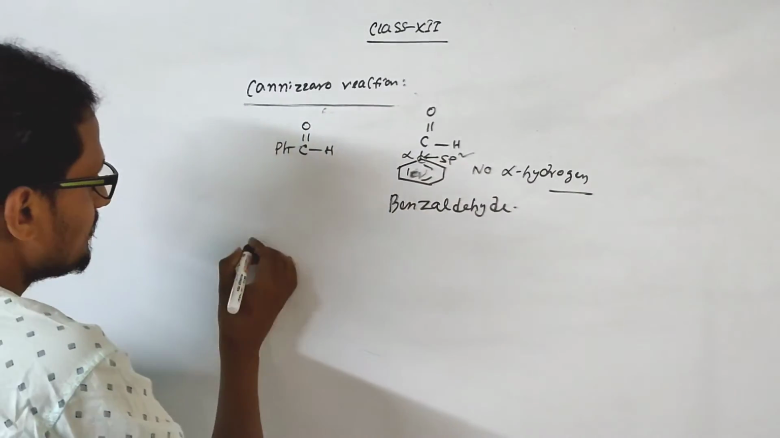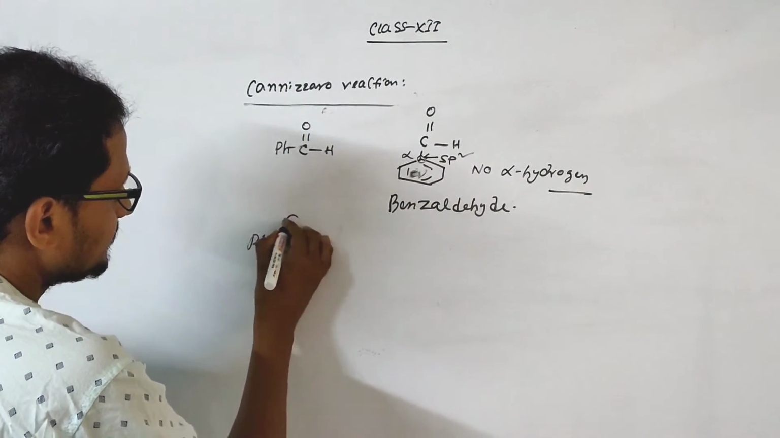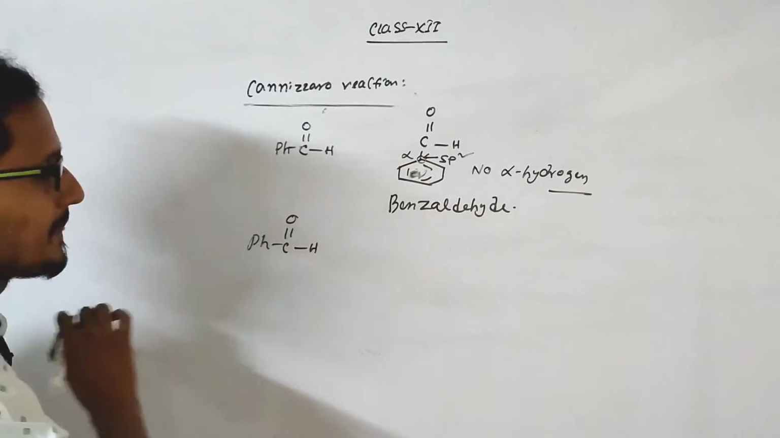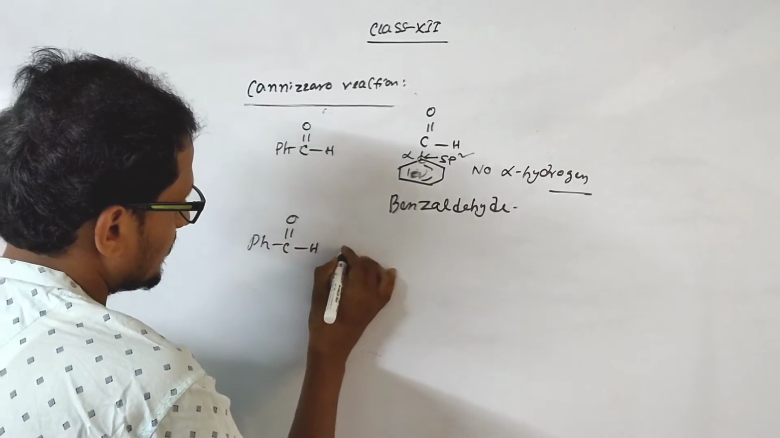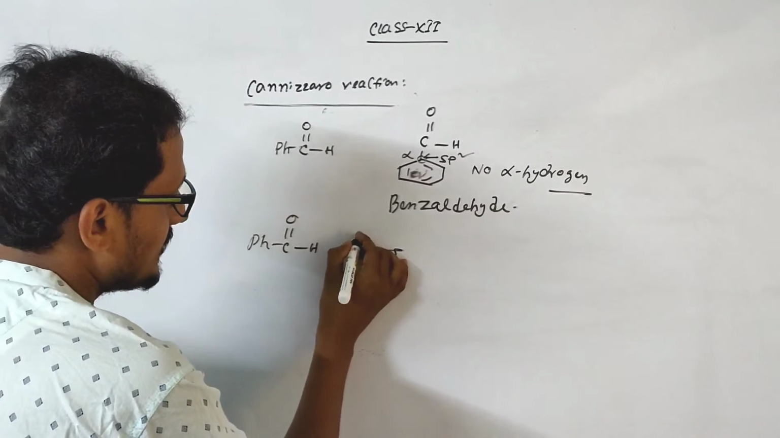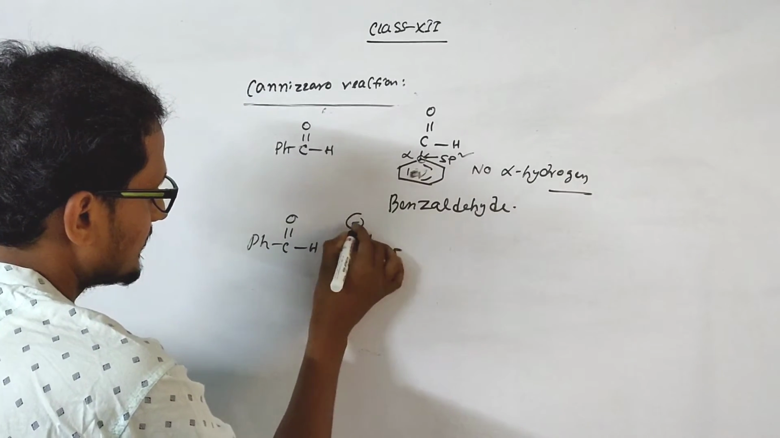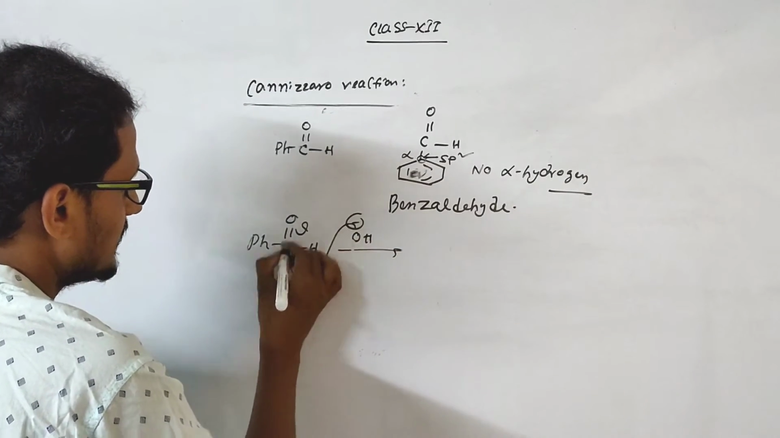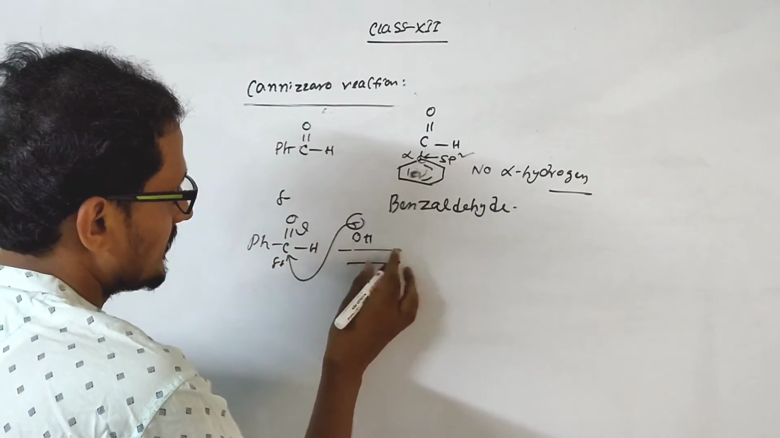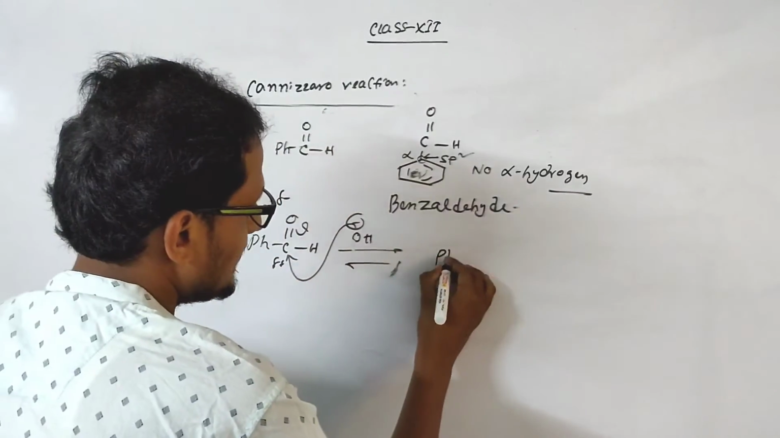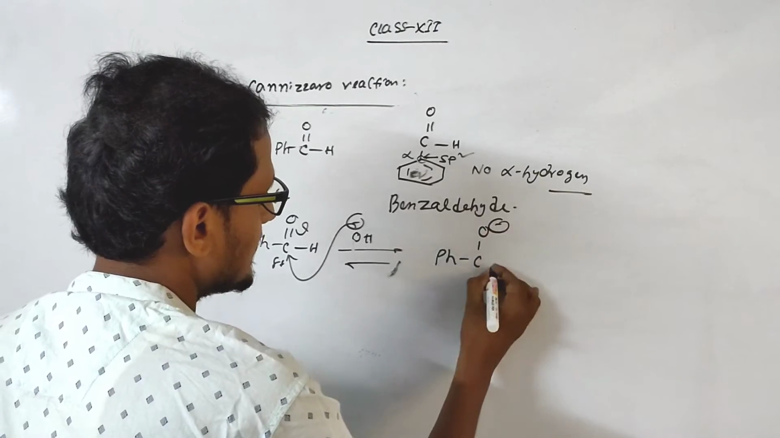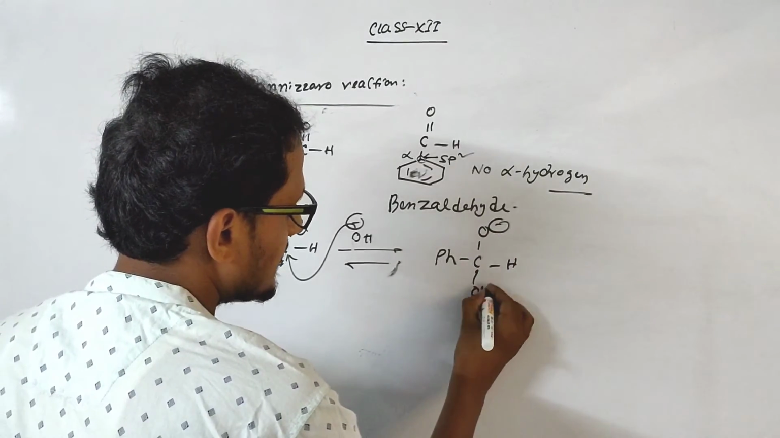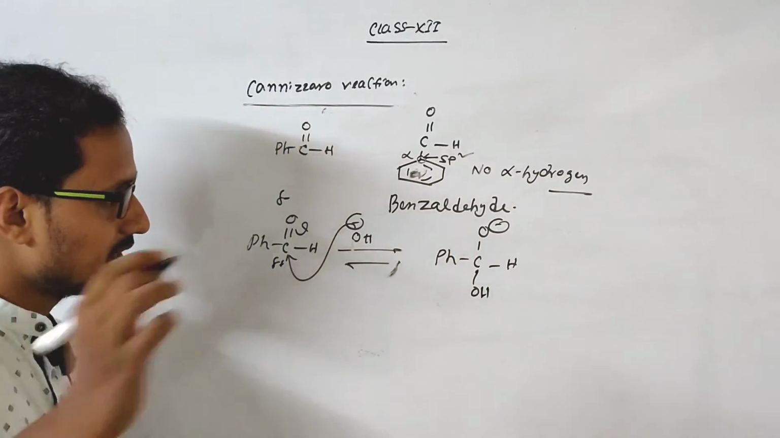Okay, so here is the same mechanism. First of all, in the first step, OH minus from NaOH will attack this carbon, which is delta plus, delta minus. This is the very first process. So it will form PhCO minus with H and OH, same as before. So it is the first step.